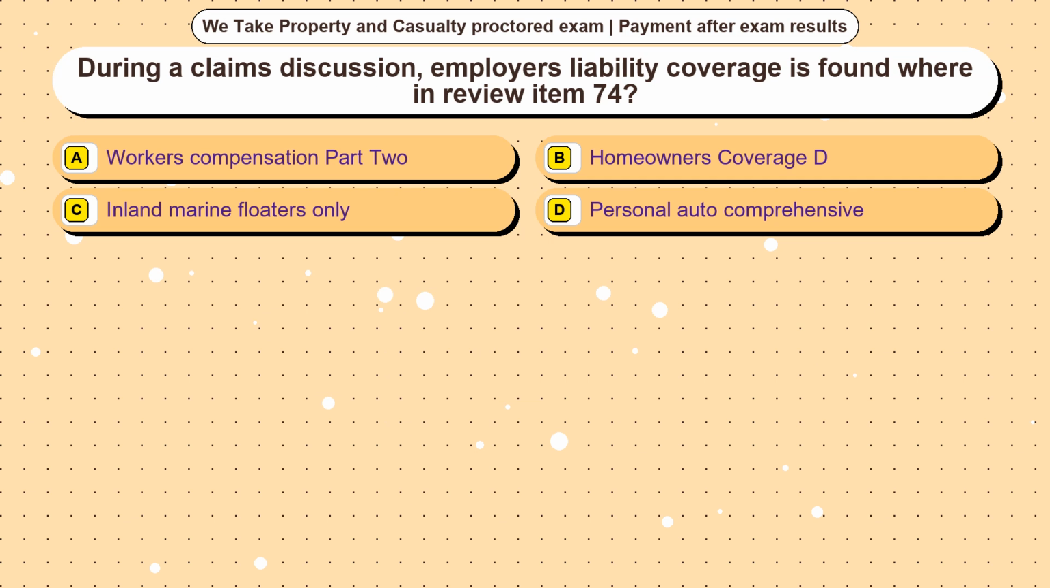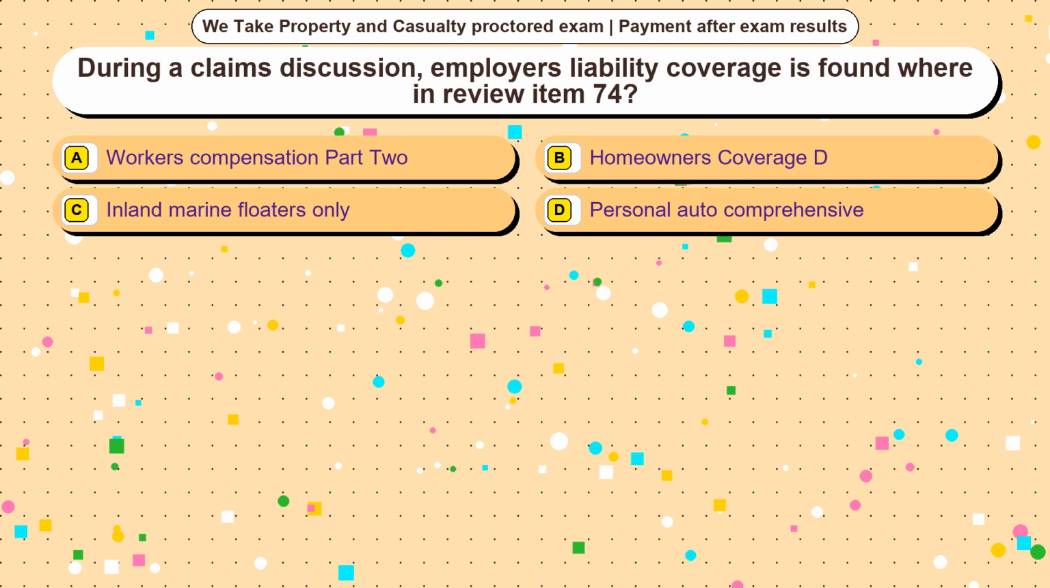Question 1. During a claims discussion, employer's liability coverage is found where in review item 74? Option A. Workers' compensation part 2. Option B. Homeowners coverage D. Option C. Inland marine floaters only. Option D. Personal auto comprehensive.